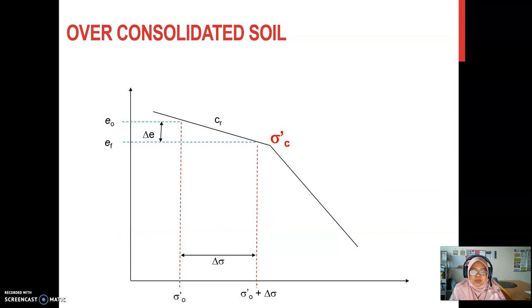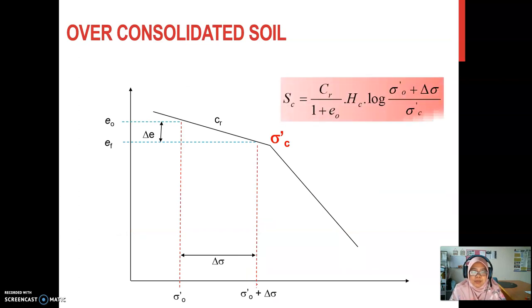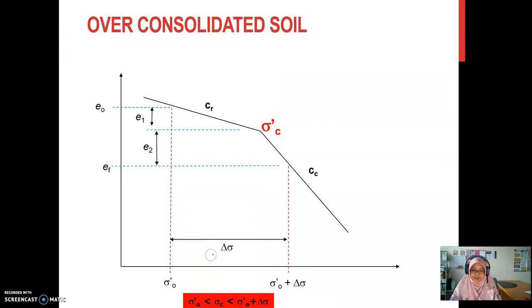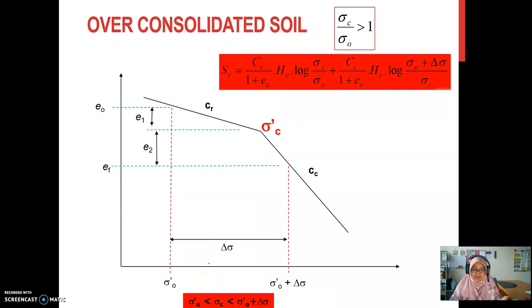Alright, so this is another representation of the same thing. This is the location of the current effective stress and pre-consolidation stress. When added with the additional design loading, it is still lower than the pre-consolidation, so you use the shorter one. And this is the longer one.